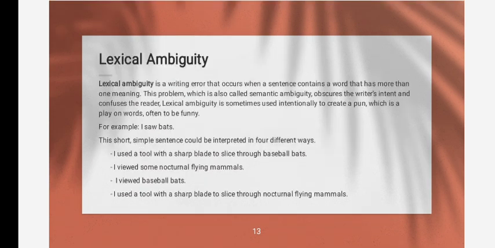Lexical ambiguity. Lexical ambiguity is a writing error that occurs when a sentence contains a word that has more than one meaning. This problem, which is also called semantic ambiguity, obscures the writer's intent and confuses the reader. Lexical ambiguity is sometimes used intentionally to create a pun, which is a play on words, often to be funny. For example, I saw a bat. That is all. Thank you for listening.